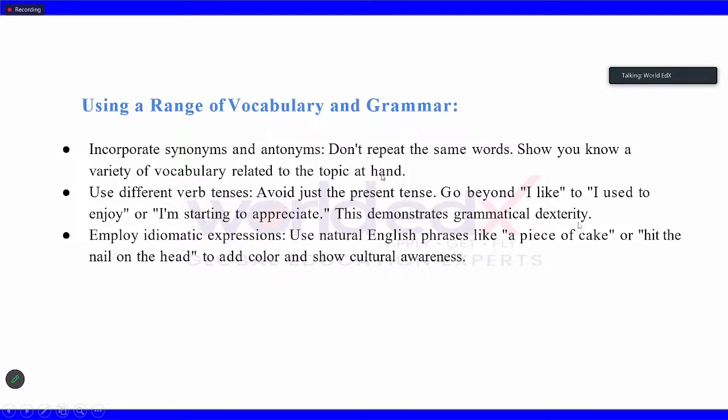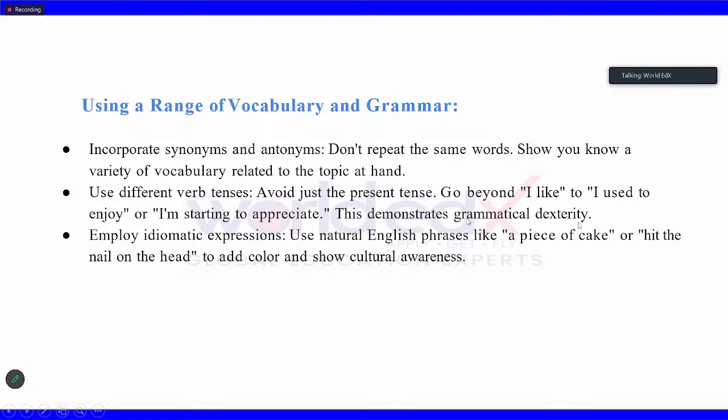You need to use a range of vocabulary and grammar, incorporate synonyms and antonyms, not just in case of the speaking exam, but synonyms and antonyms will help you in your writing exam as well. Don't repeat the same words. Show you know a variety of vocabulary related to the topic at hand. Use different verb tenses. Avoid just the present tense. Go beyond I like to I used to enjoy or I am starting to appreciate.